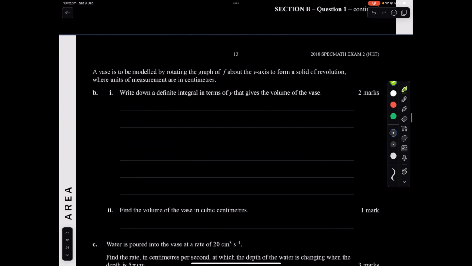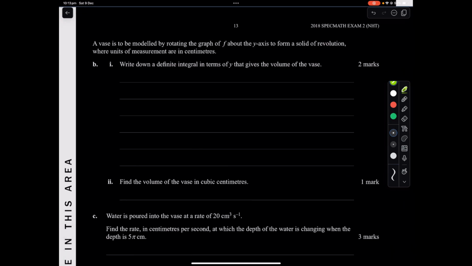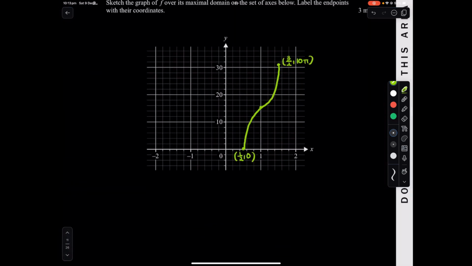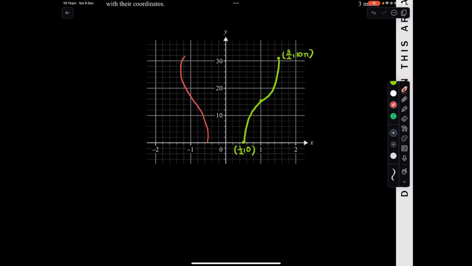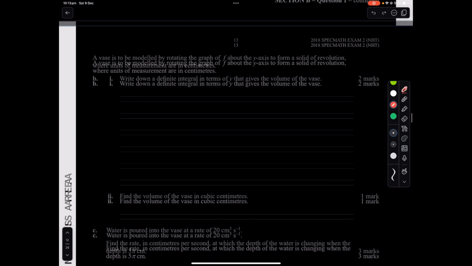Easy. A vase is to be modelled by rotating the graph of f about the y-axis to form a solid of revolution, where units of measurement are in centimetres. Write down a definite integral in terms of y that gives the volume of the vase. Imagine drawing the reflection of the graph around the y-axis and rotating it along the y-axis. We'll get something like a vase. That's what they're telling us, and we want to find the volume of that vase.